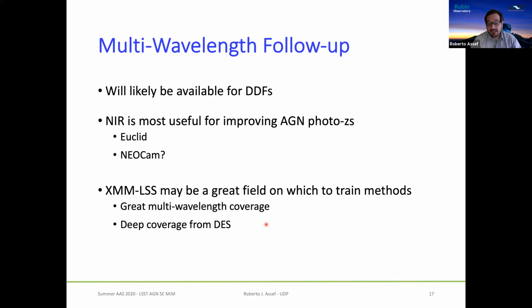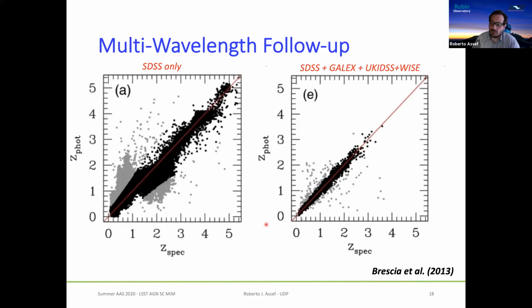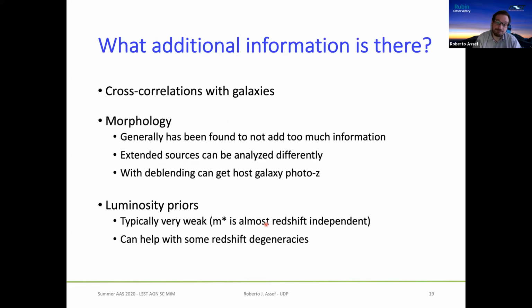And in terms of testing things, this is something Neil mentioned already in his talk, but XMM-LSS may be one of the best fields in which we would like to train these methods with multi-wavelength data. There's a lot of multi-wavelength coverage, and the optical is very deep from the DES imaging. This is just to show work from Brescia in 2013, to show how much you can really improve redshifts with multi-wavelength data. On the left is just SDSS, and on the right is SDSS combined with GALEX, UKIDSS, and WISE. You can really get rid of a lot of outliers, but also narrow the distributions significantly.